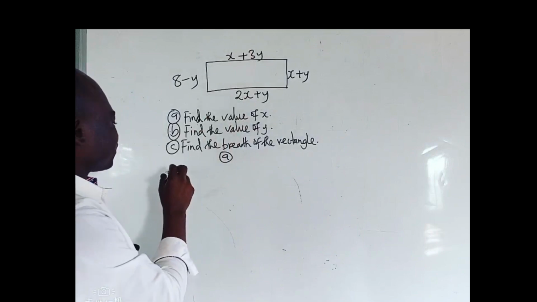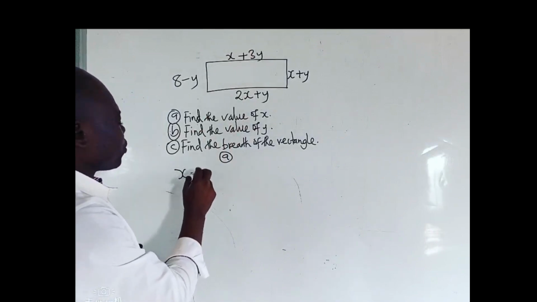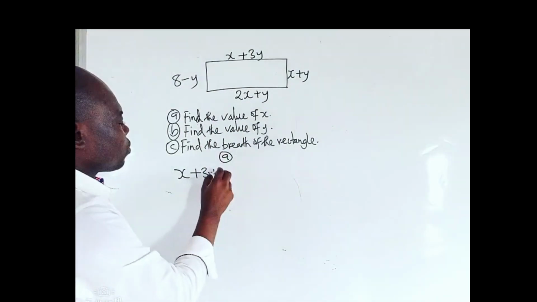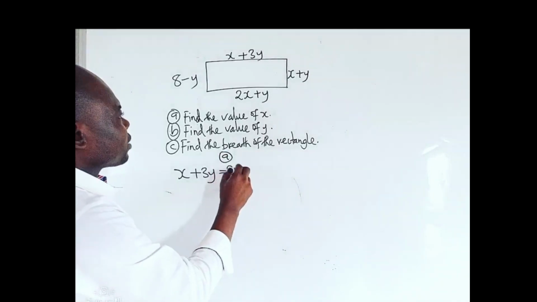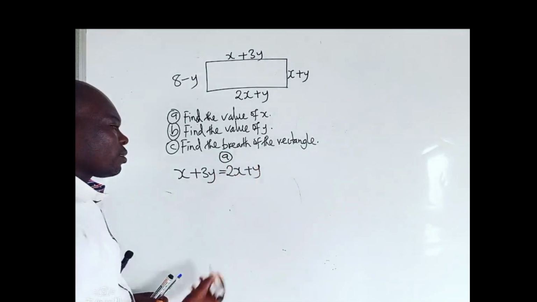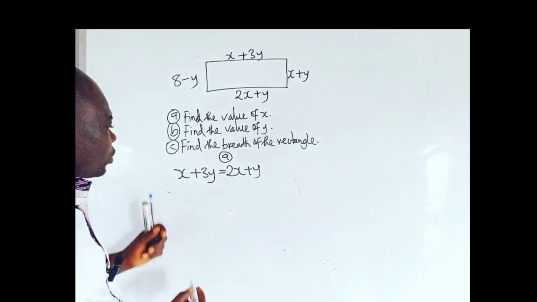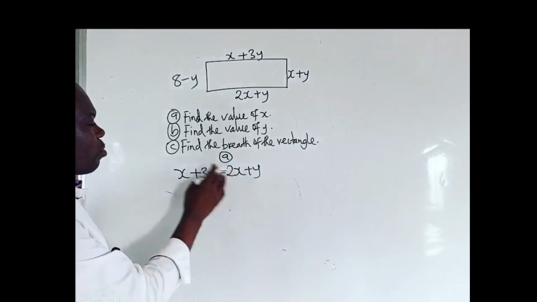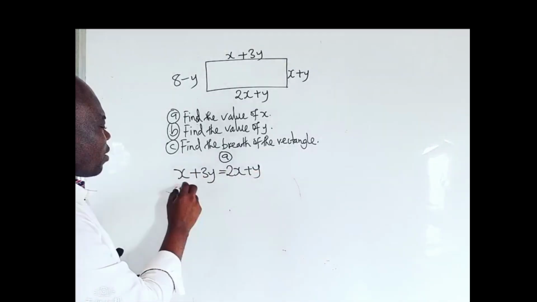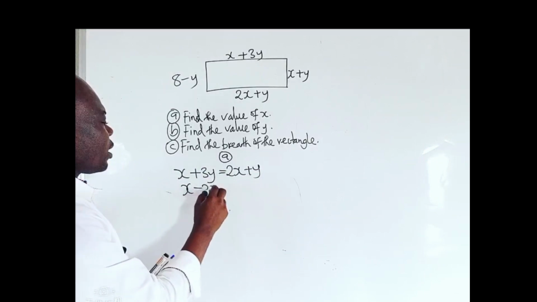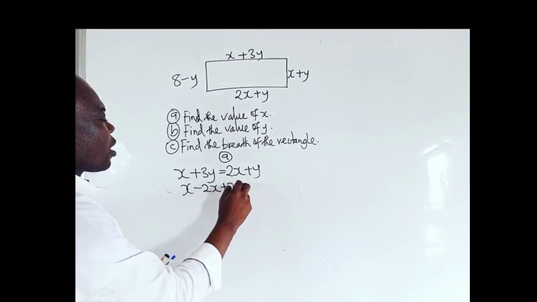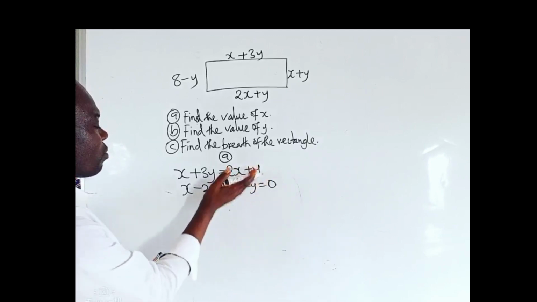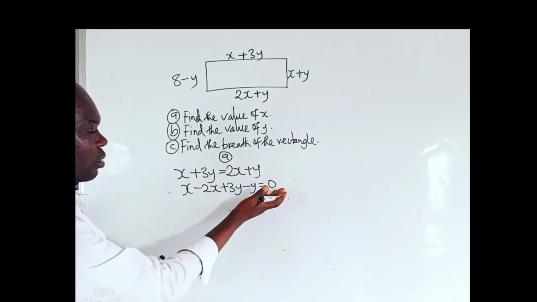We have our x plus 3y. Since they are equal, we equate them to each other, equal to 2x plus y. Okay, we continue. We collect like terms. This moves to this side, and this one will also move. So we have x minus 2x plus 3y minus y equal to 0. Since there is nothing left here, we equate them to 0.